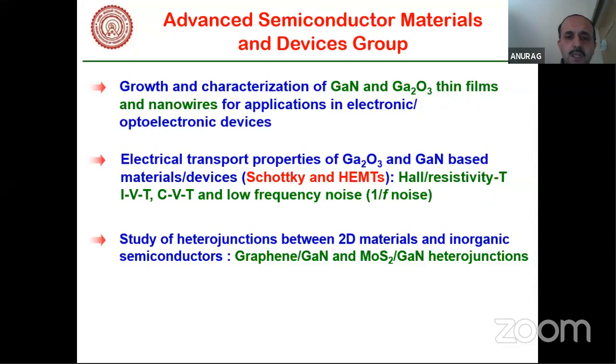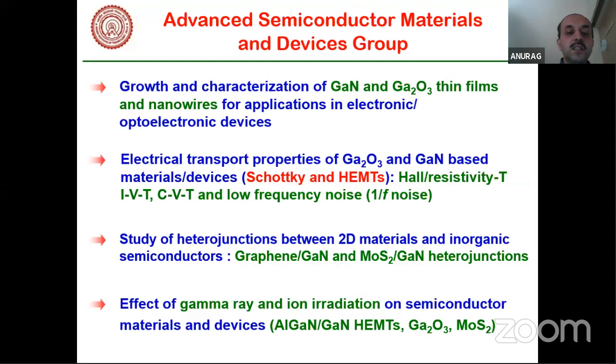A few years back, one of my PhD students worked on graphene on GaN heterojunctions. And recently, one of my PhD students worked on MoS2 gallium nitride heterojunctions. So you can obviously see our publications which we have done in the recent past on these topics.